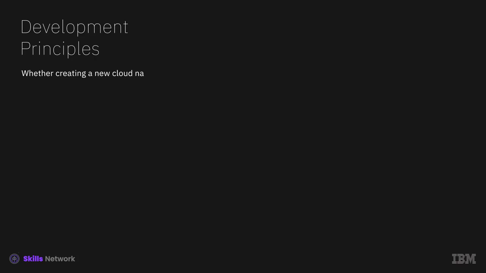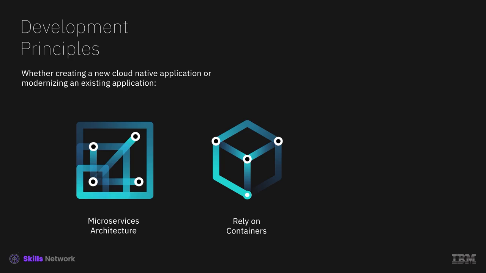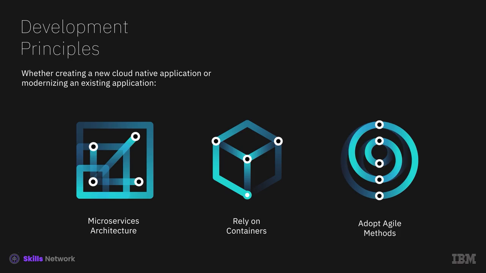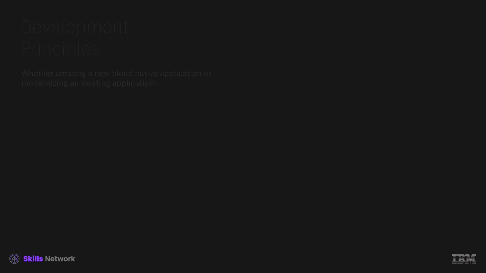Whether creating a new cloud-native application or modernizing an existing application, developers adhere to a consistent set of development principles. Follow the microservices architecture approach by breaking applications down to single-function microservices. Rely on containers for maximum flexibility, scalability, and portability. Adopt agile methods that speed the creation and improvement process through quick iterative updates based on user feedback. In this video, we'll take a closer look at the key concepts of cloud native, its benefits, and use cases.